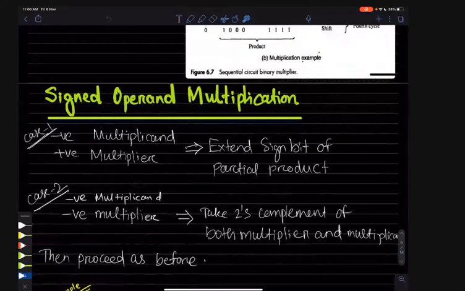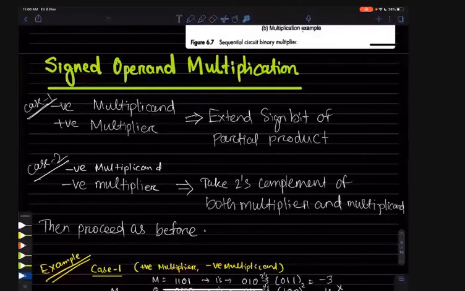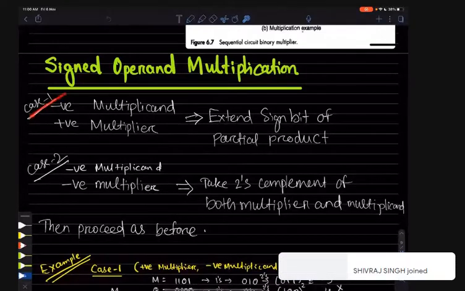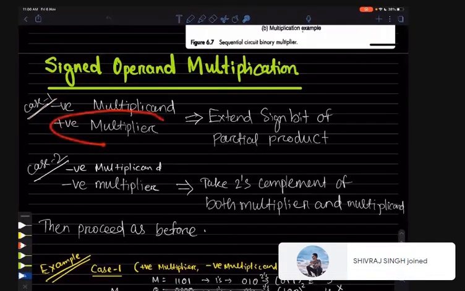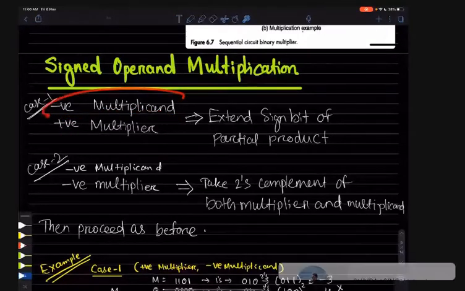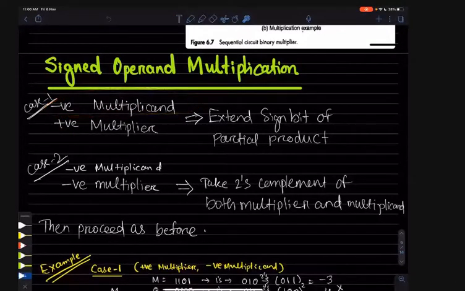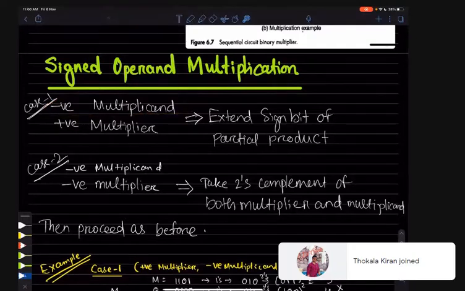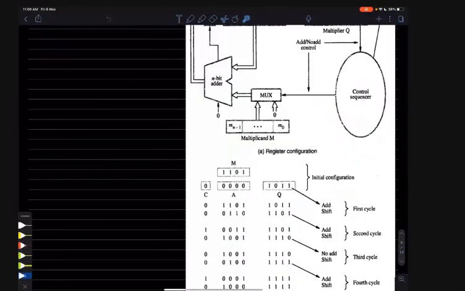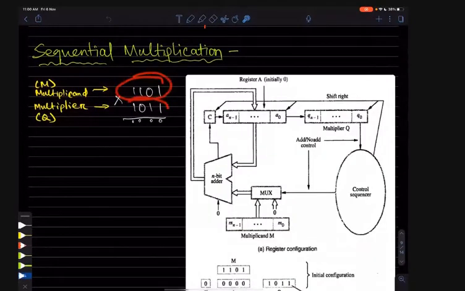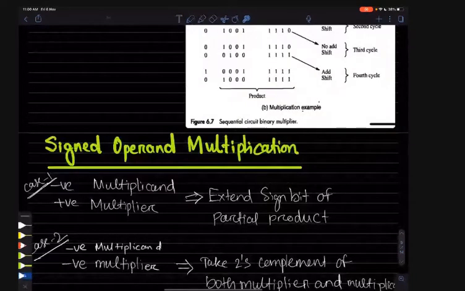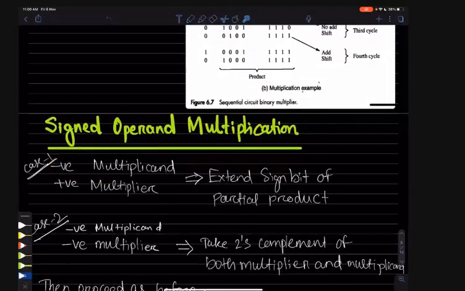Okay. So for signed operand multiplication, I have told you there are two cases. Case one is that the multiplier is positive and the multiplicand is negative. So in signed operand multiplication, one has to be negative, either the multiplicand or the multiplier. Multiplicand means the first one, and the second one is the multiplier. So in this case the multiplicand is negative. How do we solve this?